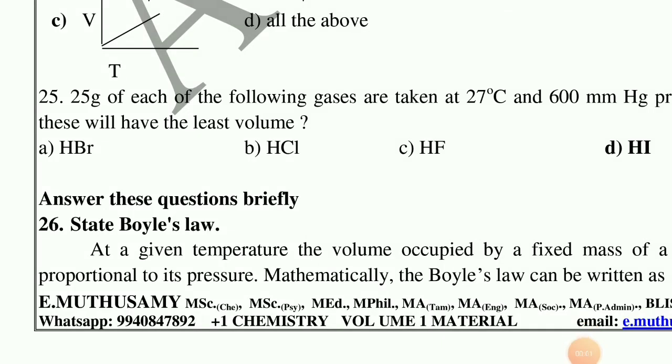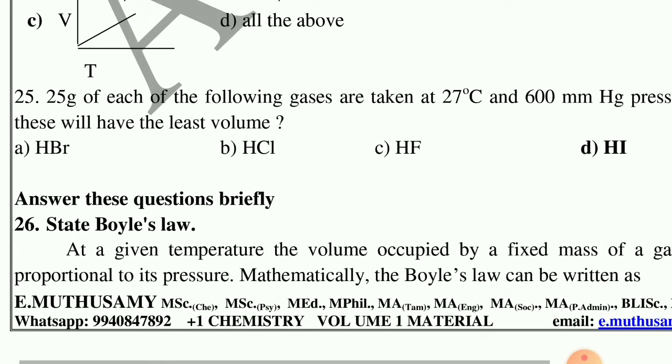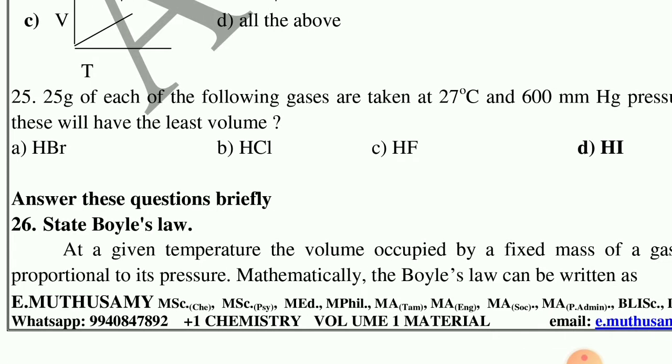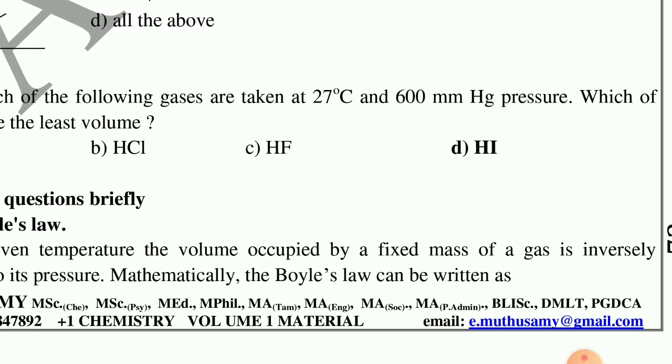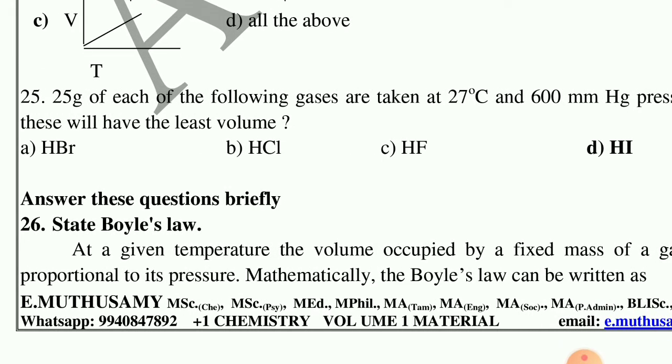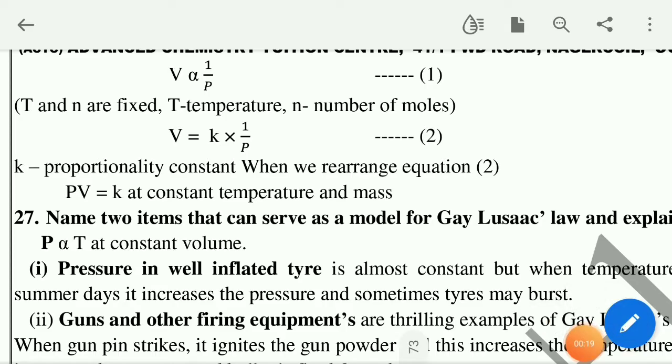Okay. Next we pass on to the next lesson, gaseous state. So the first question is on the gaseous state, Boyle's law. At a given temperature, the volume occupied by a fixed mass of gas is inversely proportional to its pressure. Mathematically, Boyle's law can be written: the volume is inversely proportional to pressure.